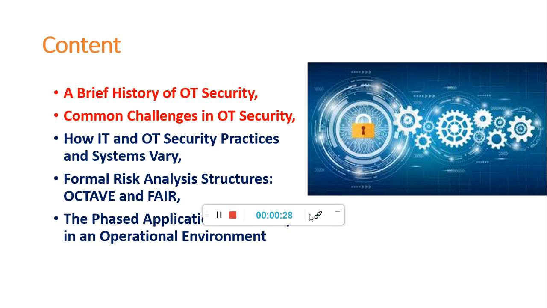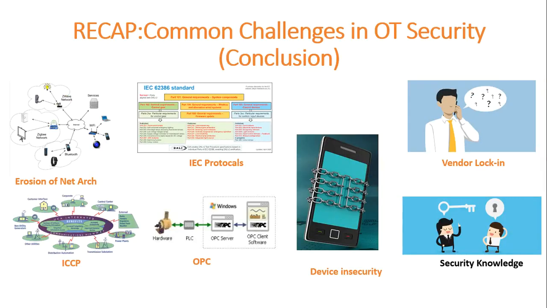In this video, we are going to discuss how IT and OT security practices take place and how they differ from each other. Then we'll see the formal risk analysis structures. There are two structures that are very popular in the industry, OCTAVE and FAIR. And last, we'll see how we are going to adopt new emerging security technologies over the legacy systems.